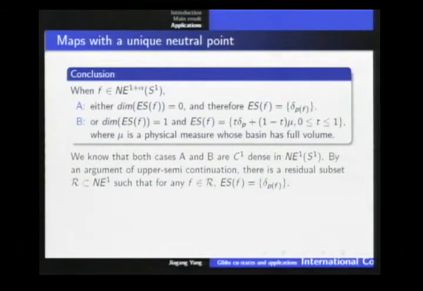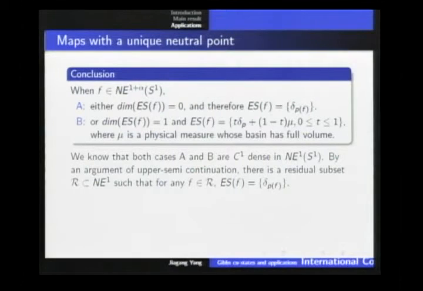Okay, let's try to go forward a little more. You consider the C1 space of such maps, C1 maps with a unique neutral point. So case A and case B, we already know that both cases are dense. Both are C1 dense, because if you are near the identity, near the neutral point, and it almost looks like x plus x to the 1 plus alpha, with alpha larger or equal to 1, we know that it's atomic. Smaller than 1, it's physical, absolutely continuous. So both are dense. By a similar argument of semicontinuity, there is a residual subset contained inside, in which everyone contains a unique element. The proof is exactly the same.